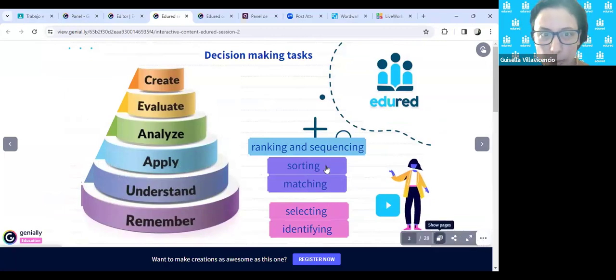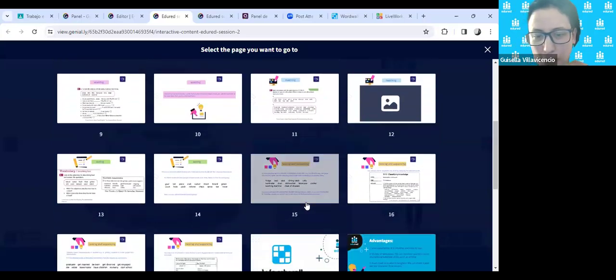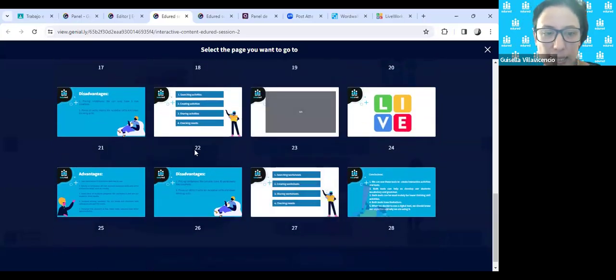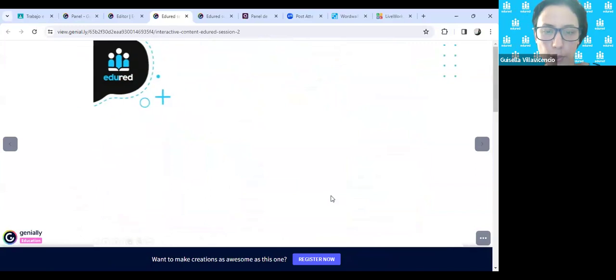Now, the next tool, we pass to the next tool, all right? Because we have some minutes. The next tool is Live Worksheets.